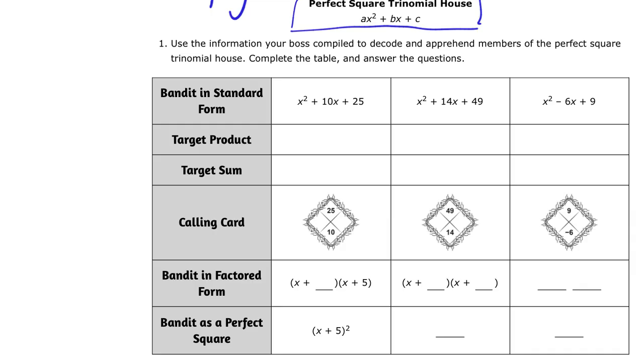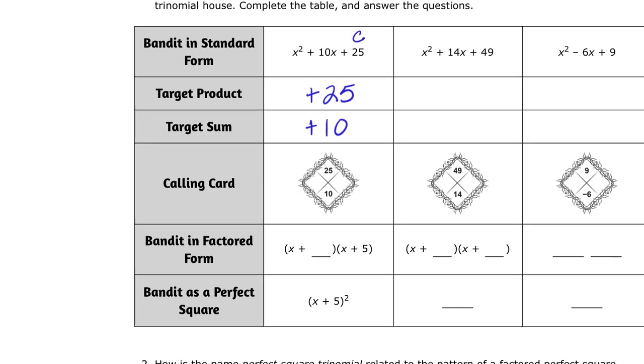In this case, our target product is always the C, so this would be a positive 25, while the target sum is a plus 10, and that's already set up for us in our puzzle here. So we just need to find these two pieces. We need to know what times what will give us 25, but also add to be 10. Remember, this is your product, and this is your sum. So it looks like a positive is needed, and it's going to be positive 5 and positive 5.